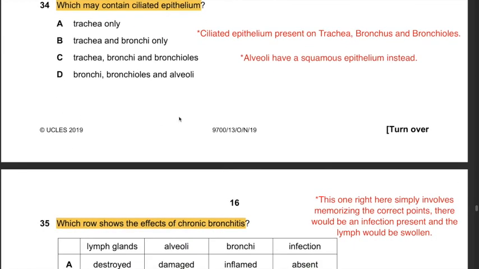Question 34. Which may contain ciliated epithelium? Ciliated epithelium is only present on trachea, bronchus and bronchioles. Why is it not present in alveoli? It is because alveoli have a different type of epithelium known as the squamous epithelium. Hence, answers having alveoli are incorrect, and the answer should contain all the three structures, that is trachea, bronchus and bronchioles, leaving us with the answer being C.